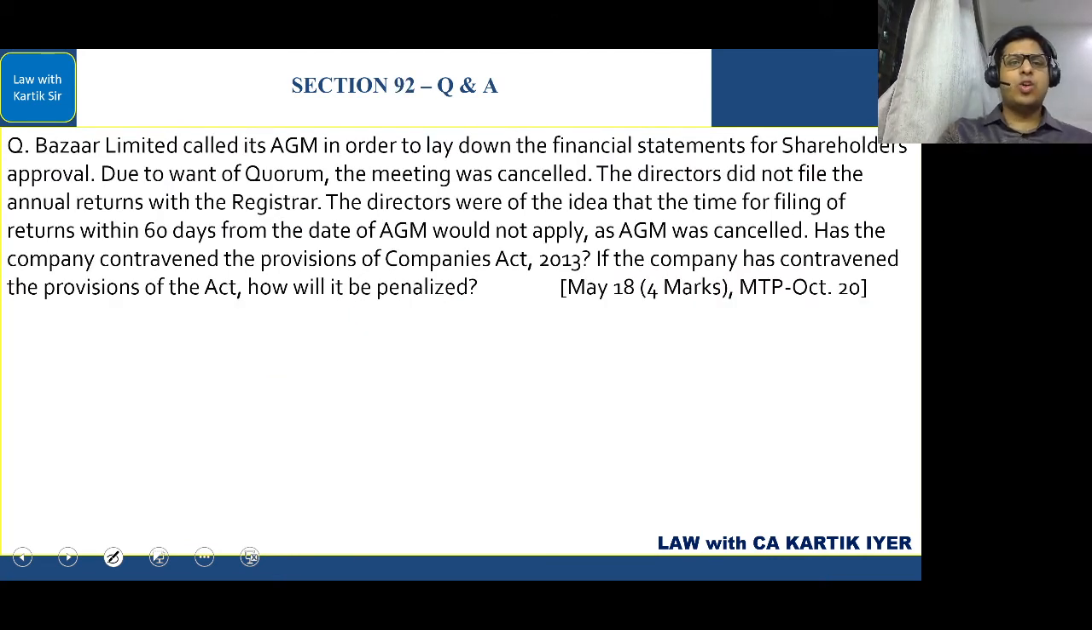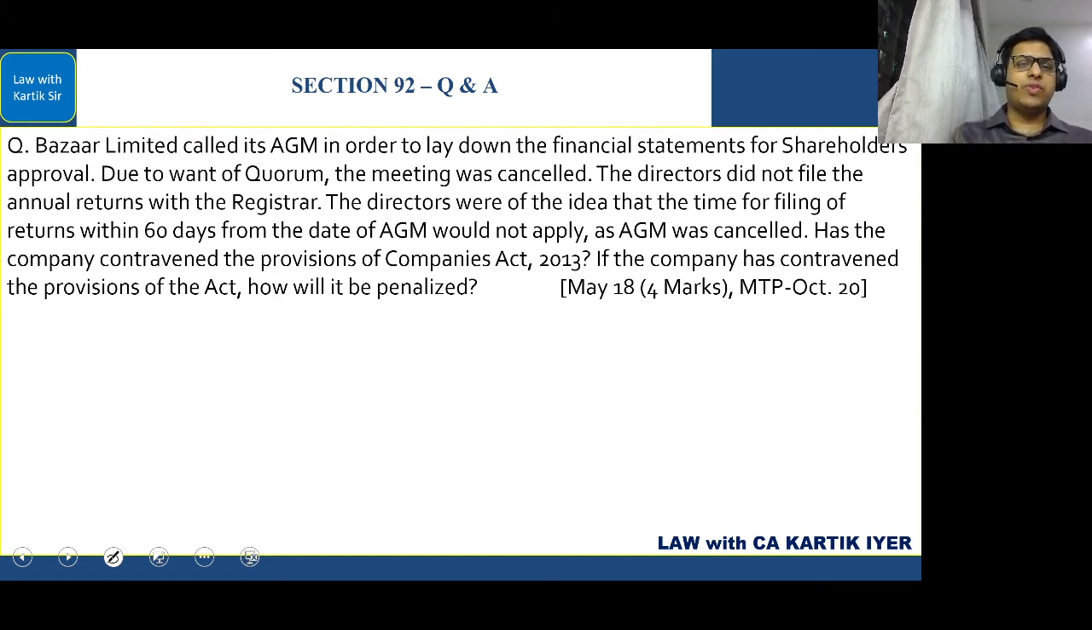Bazaar Limited called its AGM in order to lay down the financial statements for shareholders' approval. Due to the want of quorum, the meeting was cancelled. The directors did not file the annual return with the registrar. The directors were of the idea that the time for filing the annual returns within 60 days from the date of AGM would not apply as AGM was cancelled. Has the company contravened the provisions of the Companies Act? If the company has contravened the provisions of the Act, how will it be penalized? That is what they have said. Understand first.